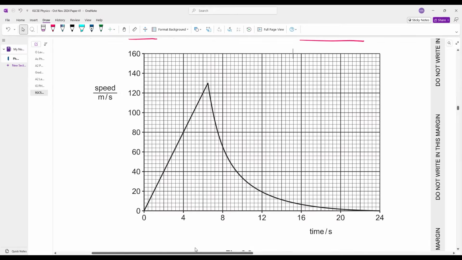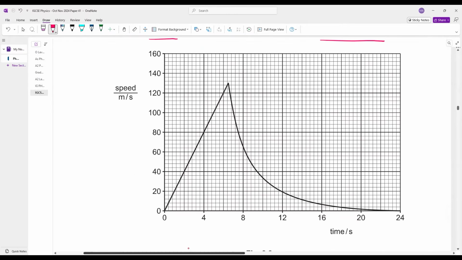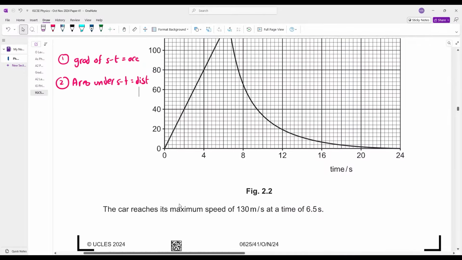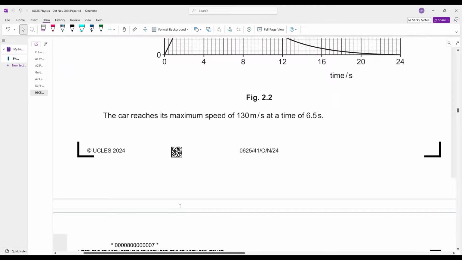Now, please, children, if you are good students, whenever you see a speed time graph, you have to remember these two key points. Gradient of the speed time graph is equal to acceleration. The area under the speed time graph is equal to your distance. Please remember these two key points whenever you are solving any question related to a speed time graph.